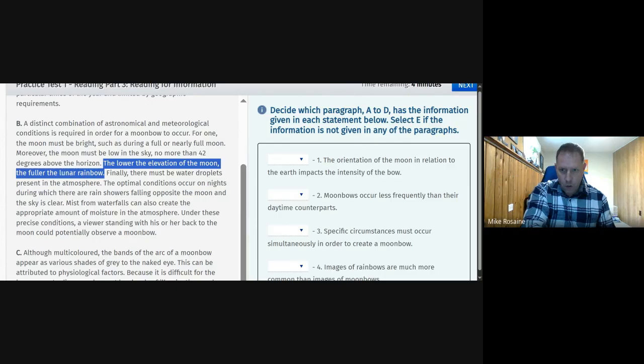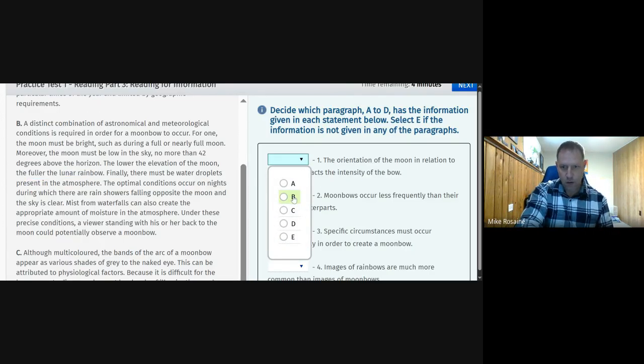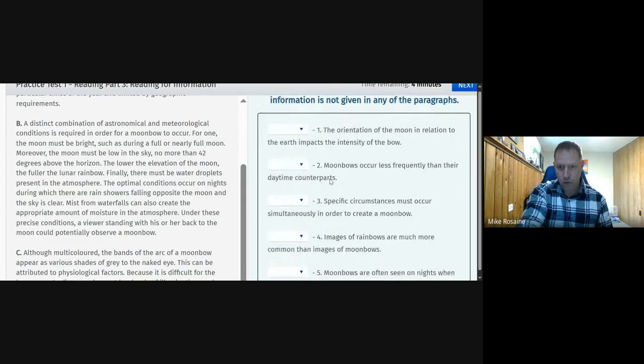So the orientation of the moon in relation to the earth. Now, this sentence doesn't say the earth, I know, but the horizon is part of the earth. So it is implied. What about this idea? Intensity of the bow? That means fuller the lunar rainbow. So more full, more bright, more intensity. Different words, same idea. We got our answer. It's B.